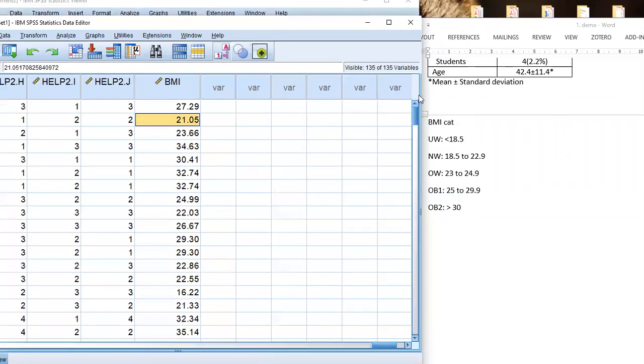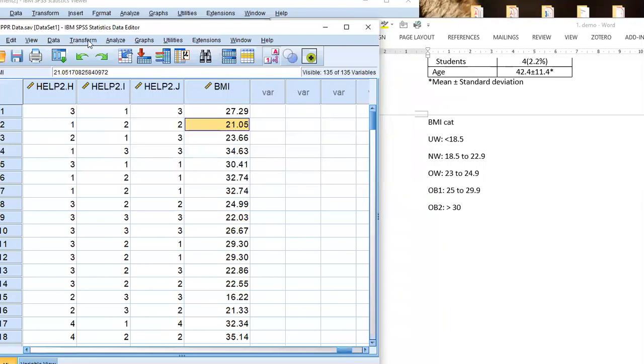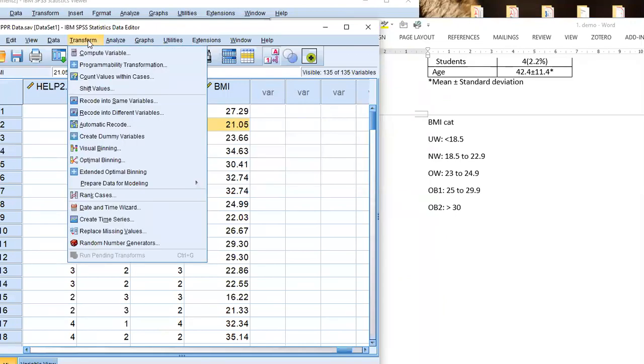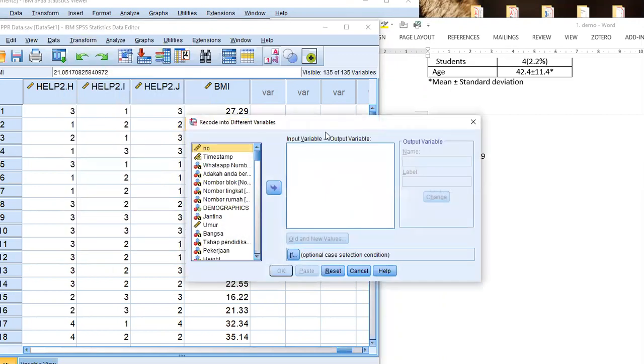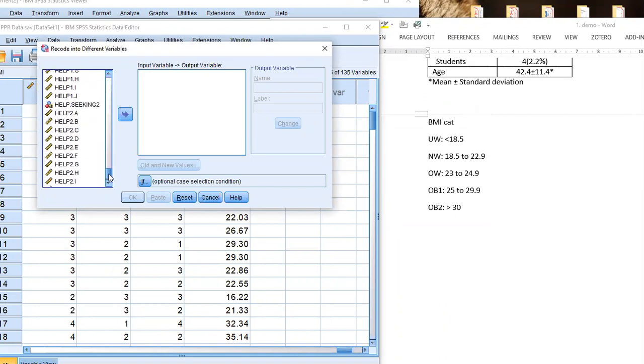So go to Transform, then Recode into Different Variables. This asks for the input and output variable. The input is the BMI created just now. Now it says BMI arrow question mark, so what should the BMI change to?